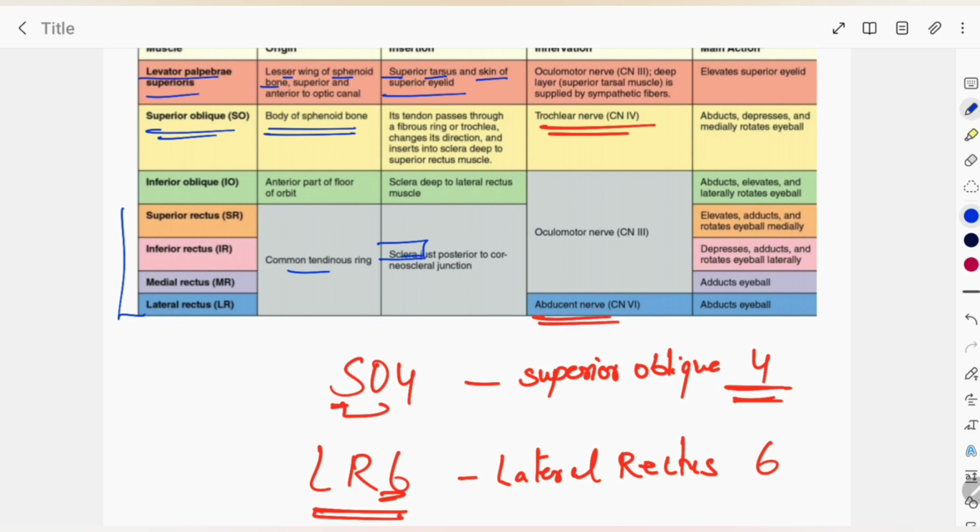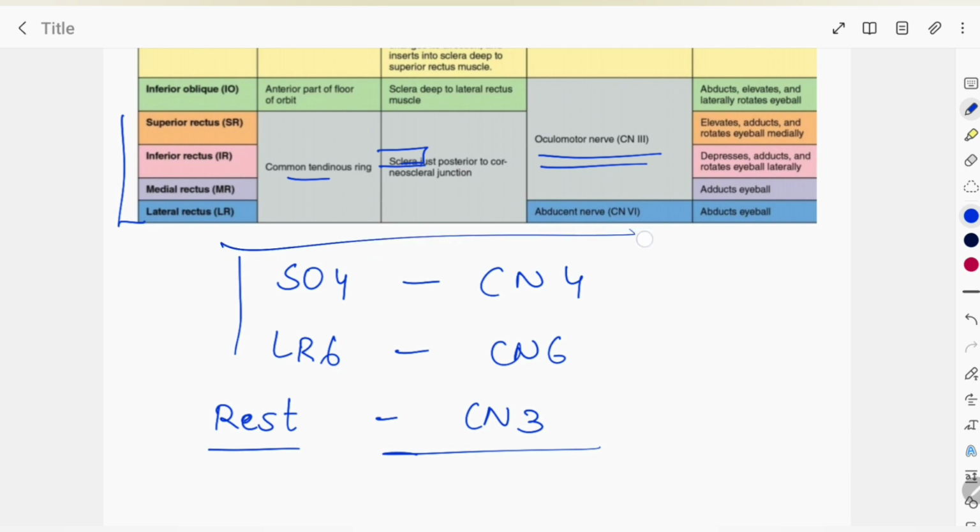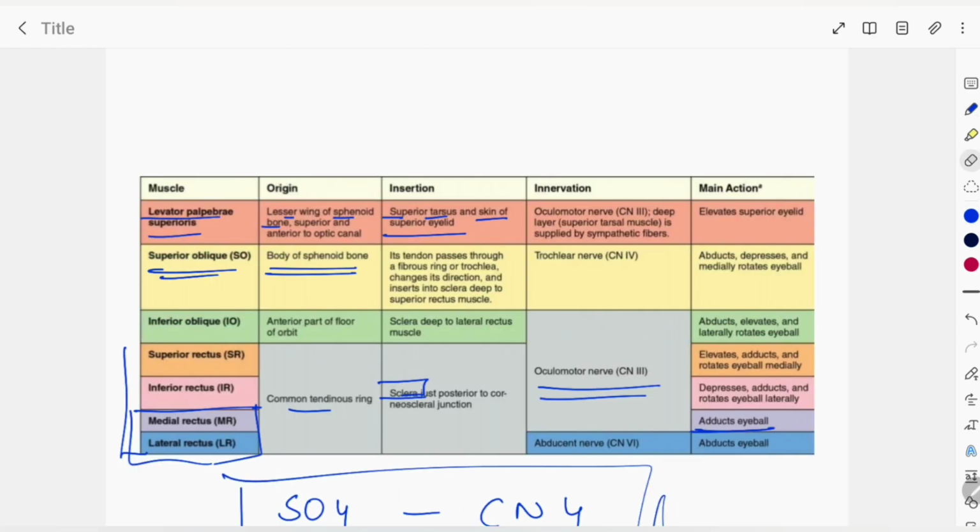Except these two, all others are supplied by cranial nerve number 3. So the rest of all the other muscles are supplied by cranial nerve number 3, that is the oculomotor nerve. I hope it's clear, and the mnemonic to remember that is SO4 LR6. These are the exceptions, otherwise all are supplied by the oculomotor nerve. So this was the nerve supply. Now we are going to discuss the actions of all the muscles.